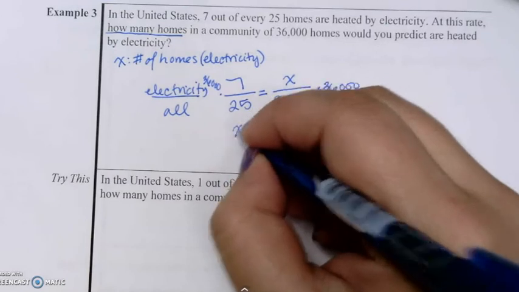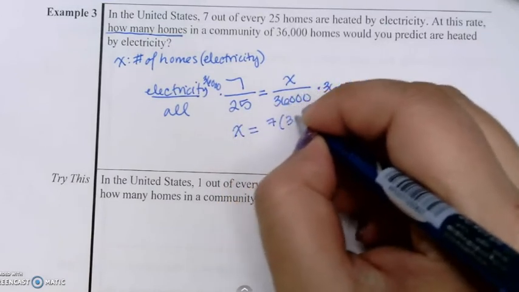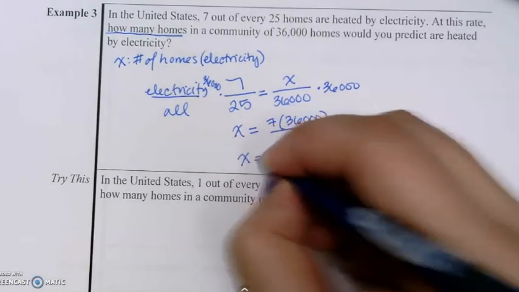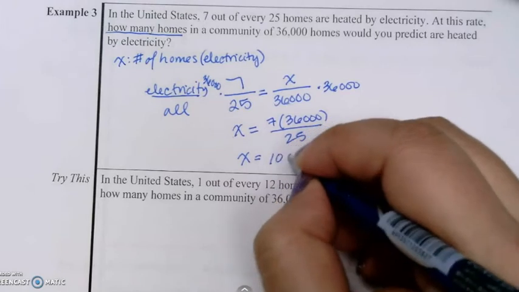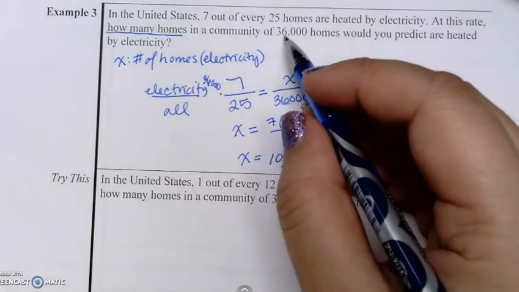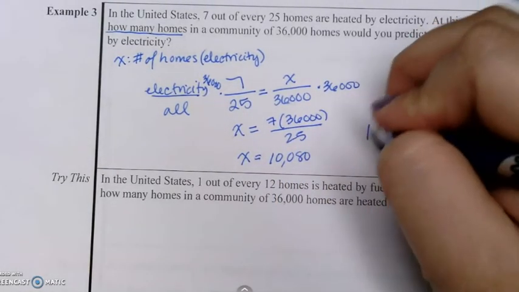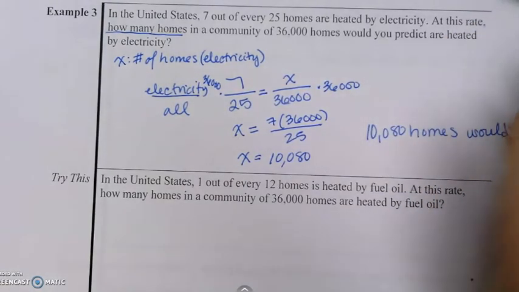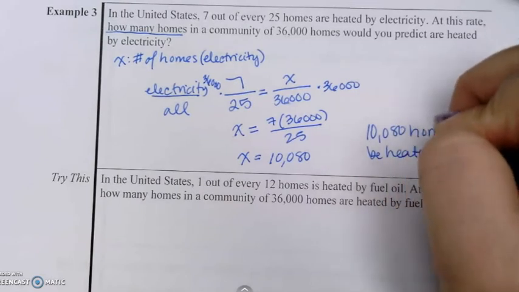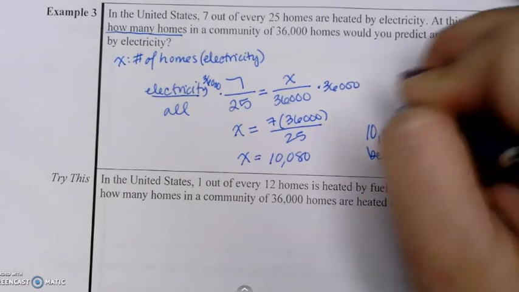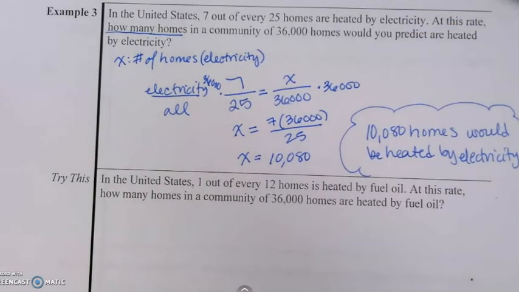Okay, so we have x equals 7 times 36,000 over 25, and put that into the calculator, and we get 10,080 homes. Okay, double check, 10,080 is less than 36,000, so that makes sense. So the answer is 10,080 homes would be heated by electricity. Okay, again, pause the video and do the try this with your group.